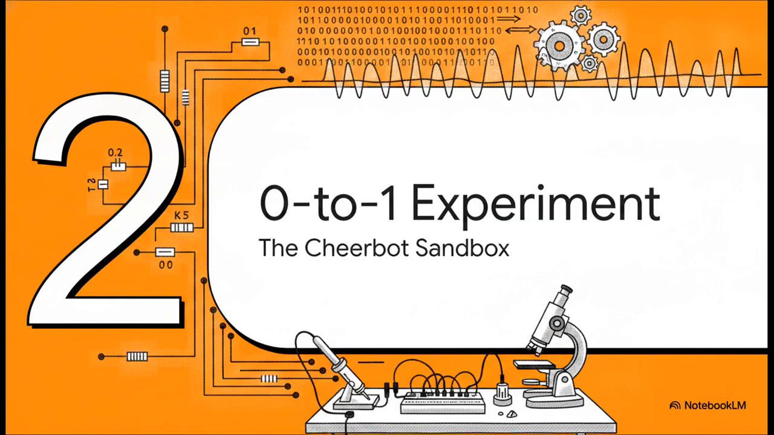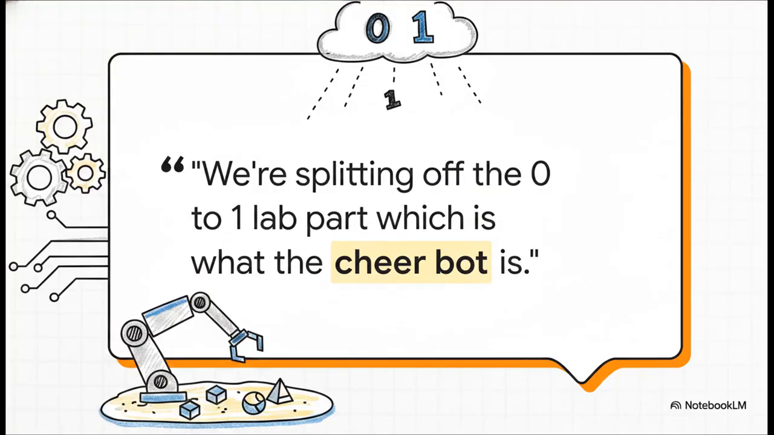Moving right along to Section 2, CheerBot, a 0 to 1 experiment. Now, it is absolutely critical that we frame this correctly. CheerBot is an experimental 0 to 1 proof of concept. The creators explicitly point out that they're splitting off this lab portion from any 1 to 100 scaling efforts. So this isn't some mass market retail product you're going to buy off a shelf. It's an experimental foundation, a true sandbox for physical automation literacy.